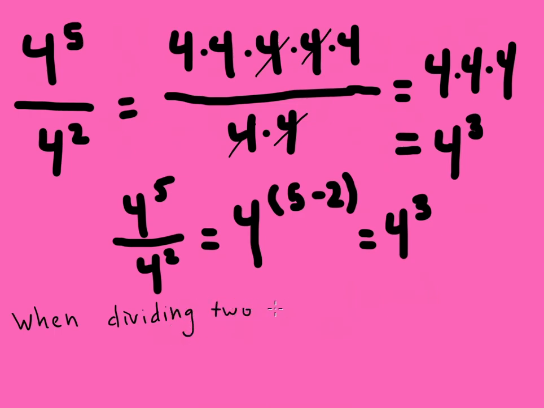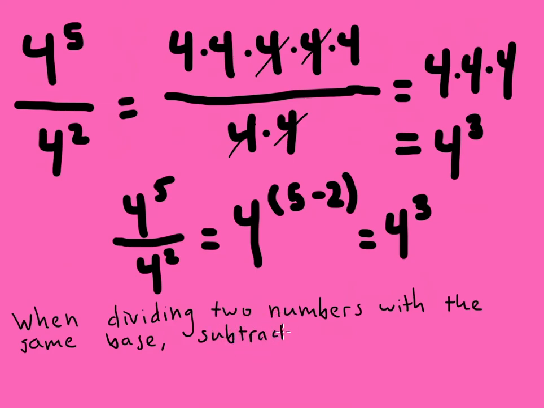When dividing two numbers with the same base, just like before, we need to have the same base. So we have the base of 4 for both of these numbers that we're dividing. When dividing two numbers with the same base, we subtract the exponents. You're going to start with the exponent in the numerator, and you're going to subtract from that the exponent in the denominator. So in our case, it was 5 subtract 2, because we had 5 as the exponent in the numerator and 2 is the exponent in the denominator.